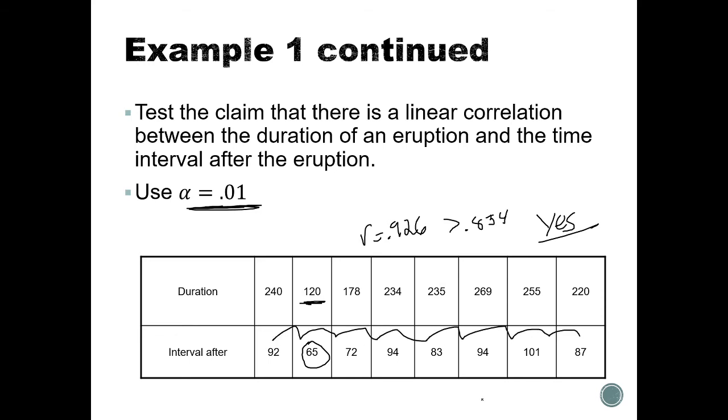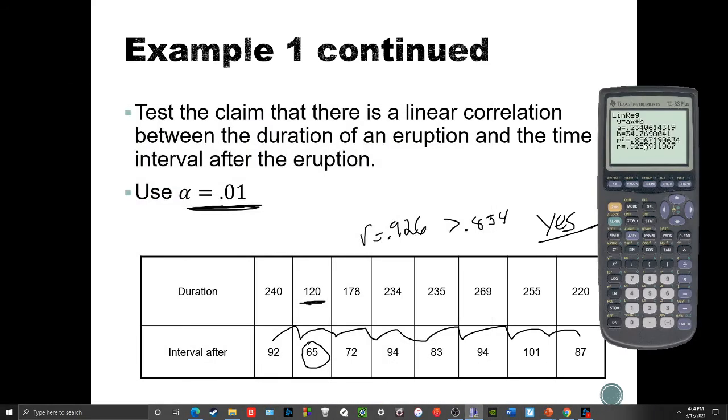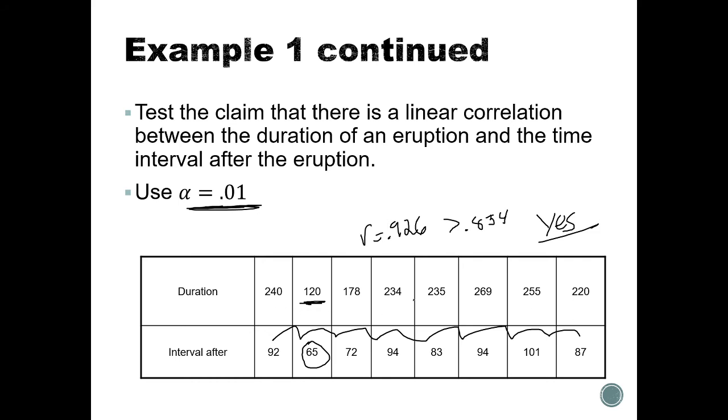So why does it take different times to burst each time? Well, once again, if we look at the R squared, we can say that 86% of the reason that the time intervals between bursts are not consistent is explained by the duration of the eruptions. The fact that the durations aren't consistent can explain the difference in the interval between eruptions. So in this case, there is enough evidence, pretty strong evidence too, that there is a linear correlation.